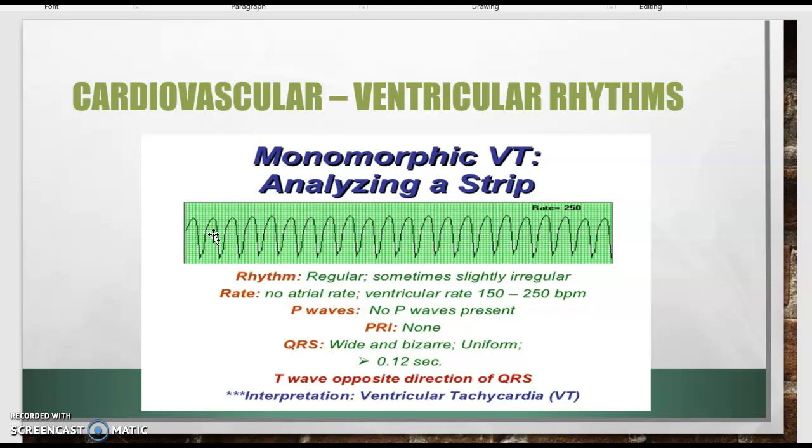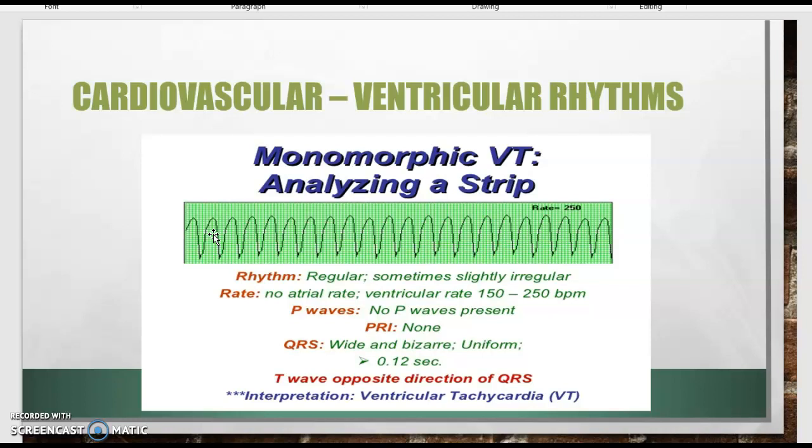The rhythm can be regular, it might sometimes be irregular, but for the most part, it is normally regular. There is no atrial rate because we aren't talking about the atrium anymore. We are talking about the ventricle. There are no P waves present, therefore we cannot measure a PR interval. And our QRS complexes are wide and bizarre, greater than 0.12 seconds.